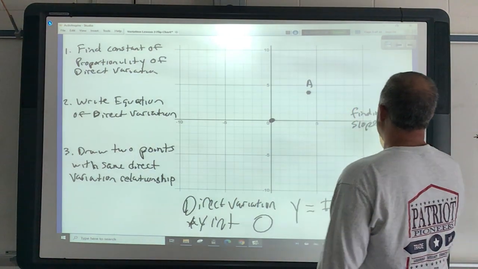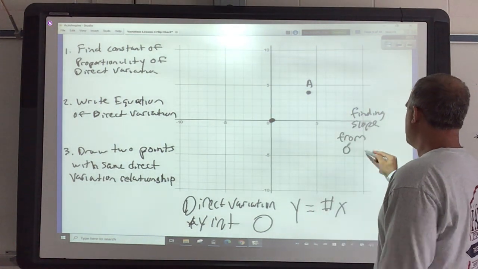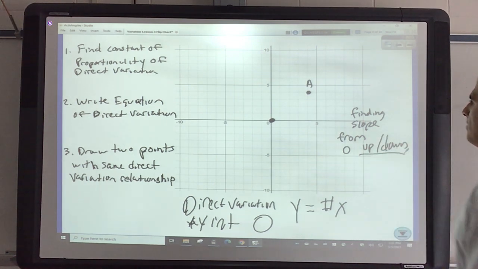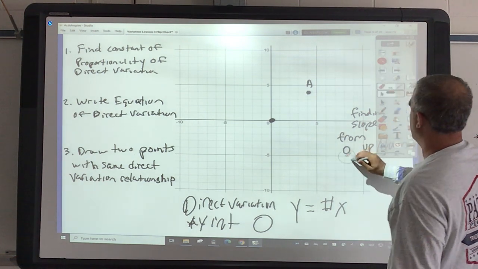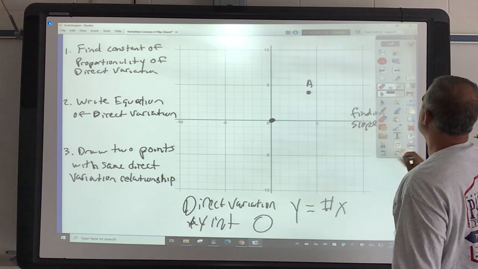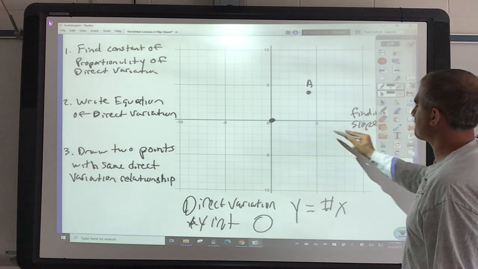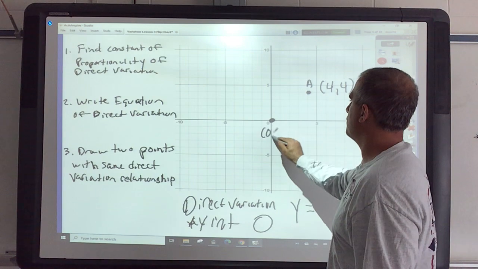So from our 0, do I go up or down to our point? Actually, I'll just do the slope formula instead of doing it that way. All we have to do is find the slope. This point right here would be 4 over, 4 up. This point is 0, 0.